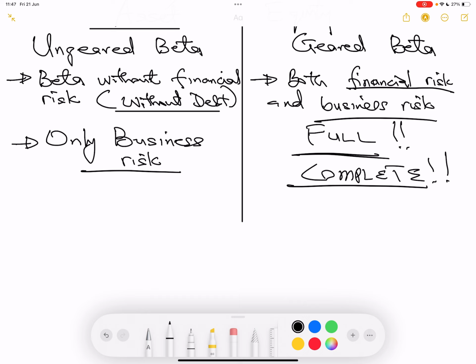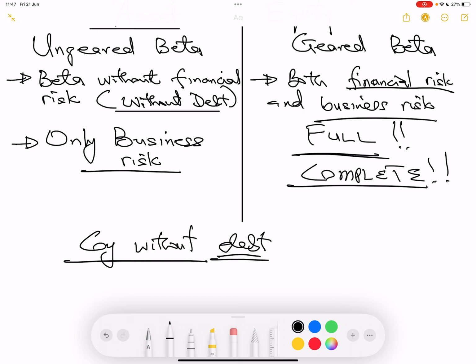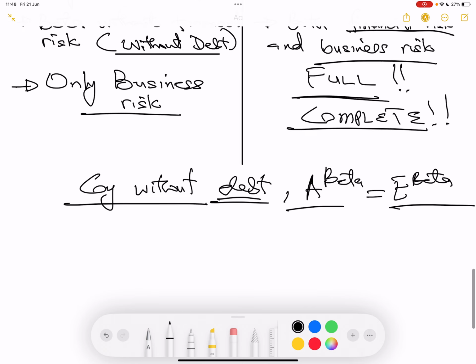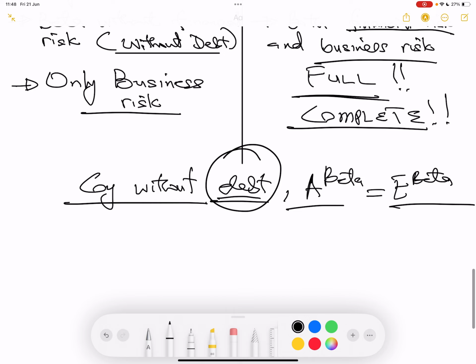However, if a company does not have debt, there's nothing you can do about it. If the company has no debt, that company does not have financial risk. And in that case, the asset beta will be equal to equity beta, because there is no debt. But it's very unlikely that a company does not have debt.